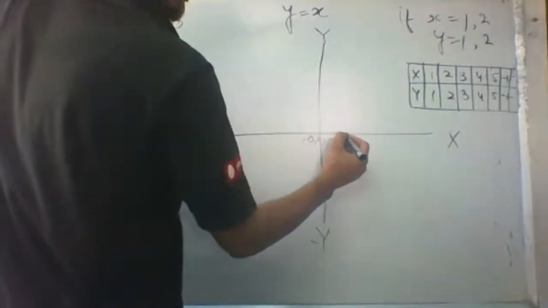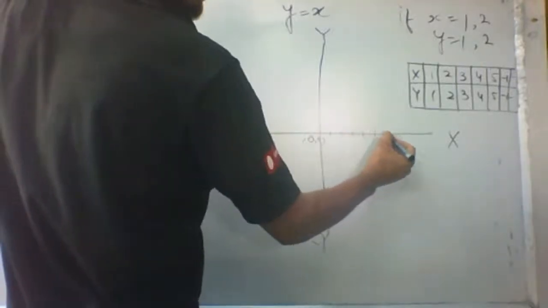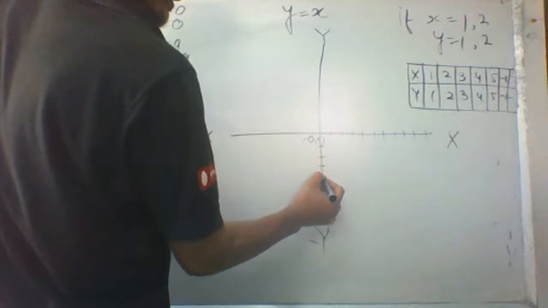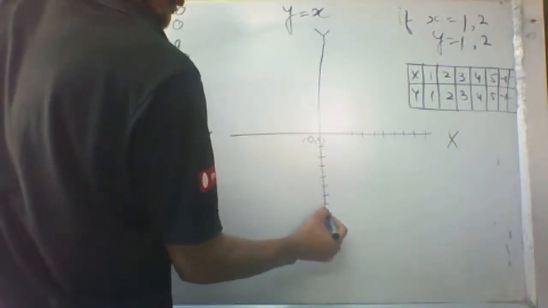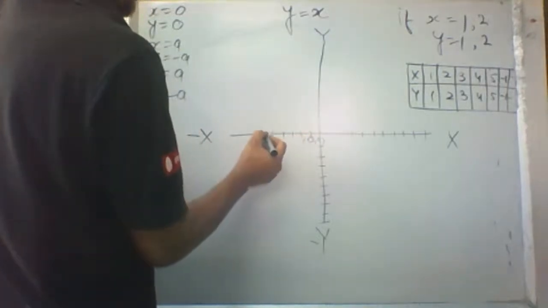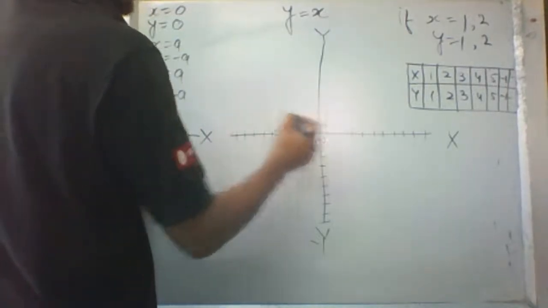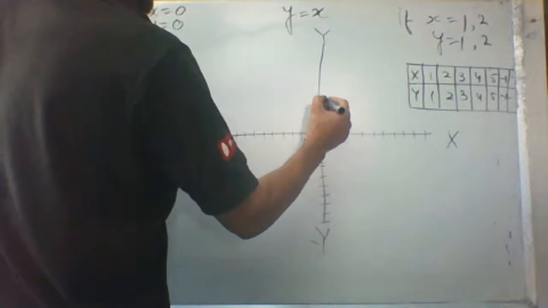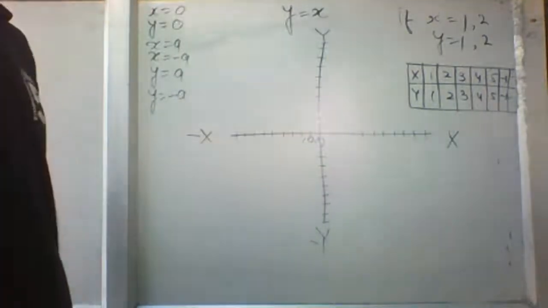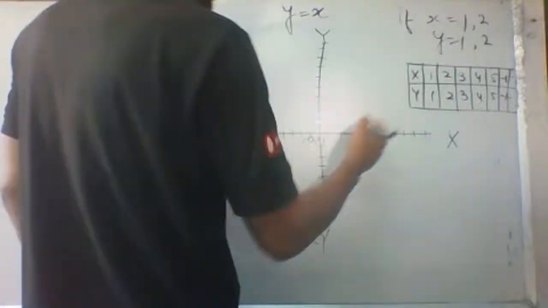So immediately 1, 2, 3, 4, 5, 6, 7, 8, 9, 10. Then -1, -2, -3, -4, -5, -6, -7, -8, -9. Again -1, -2, -3, -4, -5, -6, -7, -8, -9, and plus 1, 2, 3, 4, 5, 6, 7, 8, 9, 10. So I have made these types of symbols. Now I am going to put all these values over here.